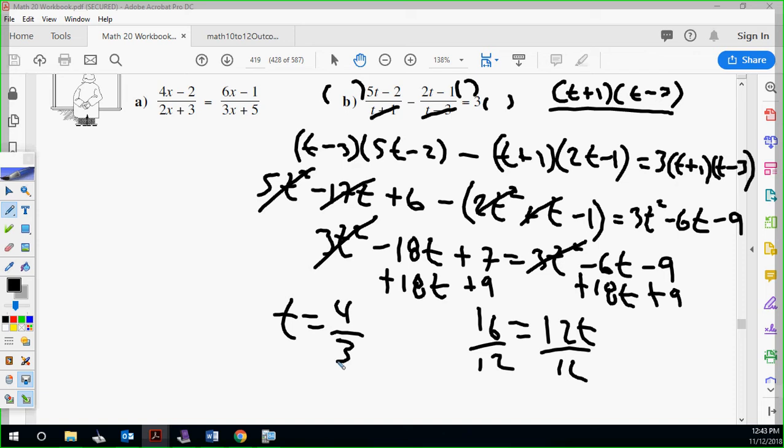All right, one more example. Yeah, they are messy. Any questions, though?